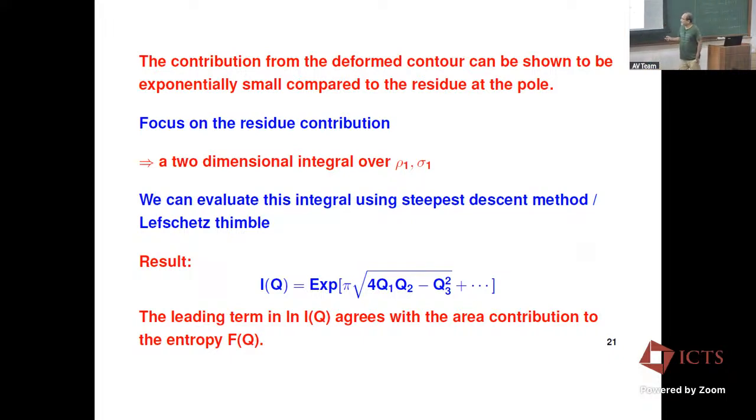And this integral is amenable to evaluation using the steepest descent method, or what is also more generally called the saddle point method. And this leads to this result over here, as you can see, which is exactly f of q that we saw earlier, right? So f of q was calculated by calculating the area of the event horizon. This is calculated by simply studying the asymptotic behavior of I of q. So indeed, we see that the leading term in this agrees with the area contribution to the entropy.